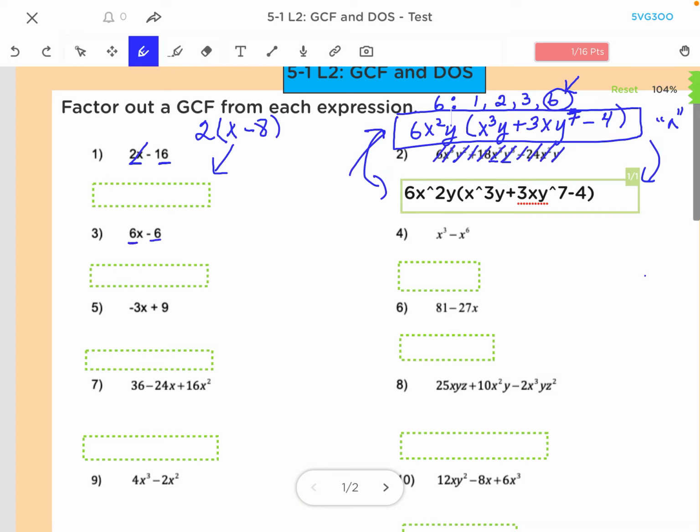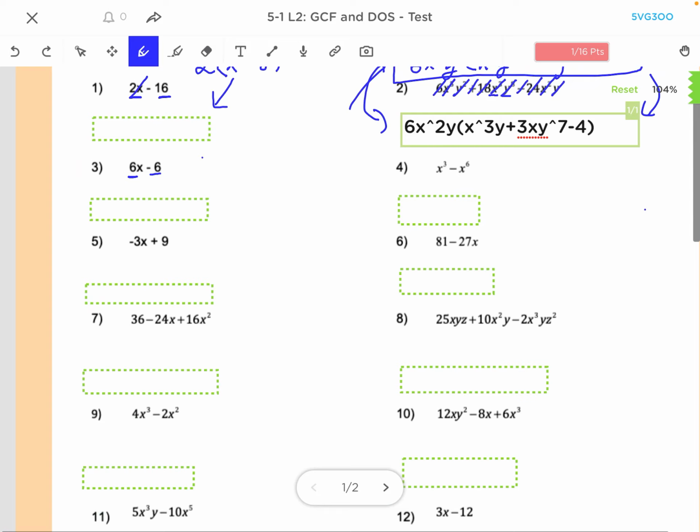This one here, two terms, the numbers are 6 and 6. If the numbers are the same, the greatest common factor is going to be that number because that's the biggest number you can divide out of both. So both of them are 6. There's no x's in both. So we're just going to put the 6 out.